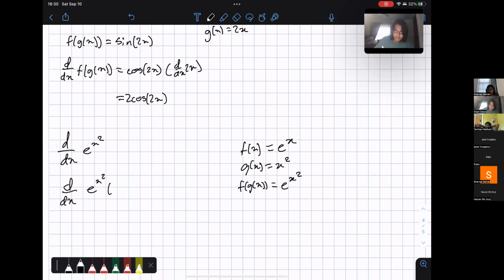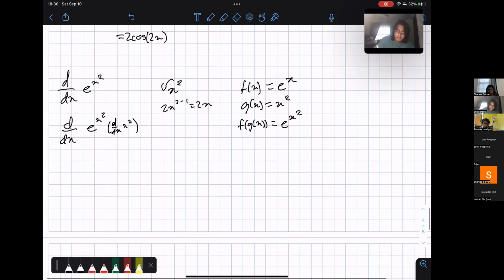The derivative of g of x. And so the derivative of x squared again is just, you bring the 2 down and you subtract 1 from the exponent, so it's just 2 times x to the 2 minus 1, which is just 2x. So this is equal to, oh sorry, I wrote this kind of badly. This is equal to e to the x squared times 2x, which is just 2x e to the x squared.